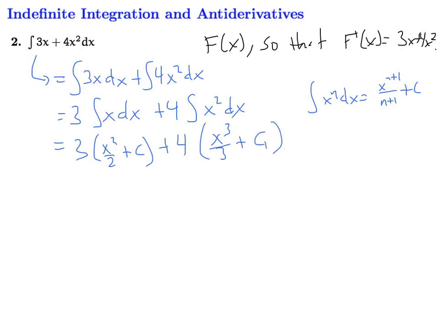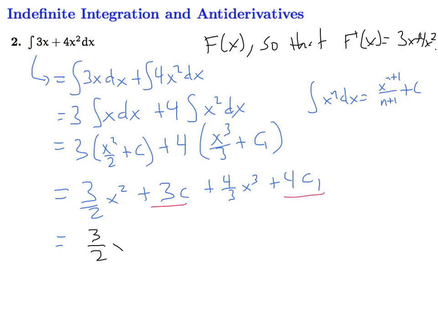So let's call this guy C1. And so what's usually standard is we just combine those constants into one giant constant at the end. So I've got 3 halves x squared plus 3c plus 4 thirds x cubed plus 4c1. And then 3c is just a number, it's a constant. 4c1 is just a number, it's a constant. So for a final answer, I'm going to get 3 halves x squared plus 4 thirds x cubed plus some new constant d.